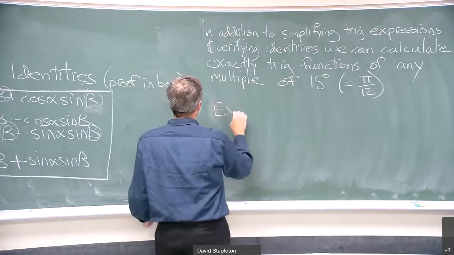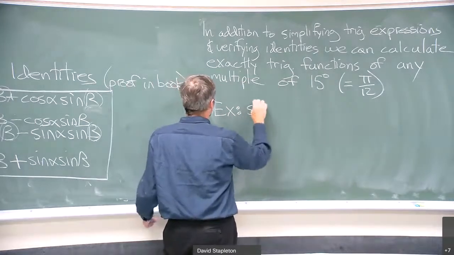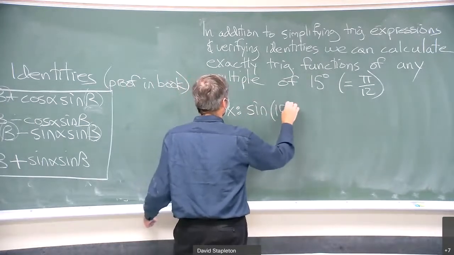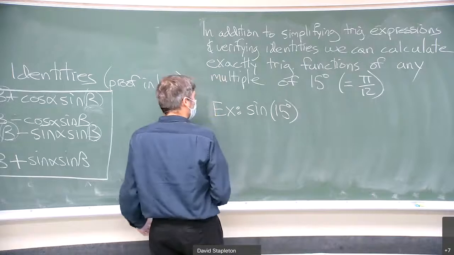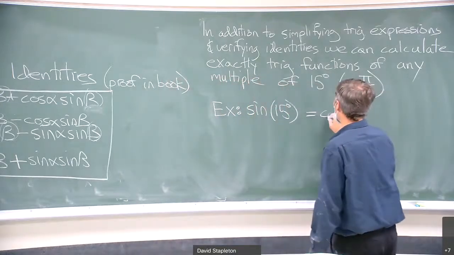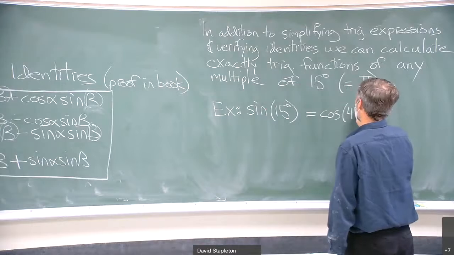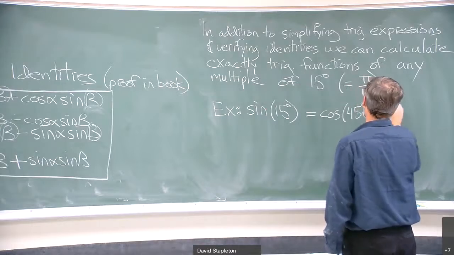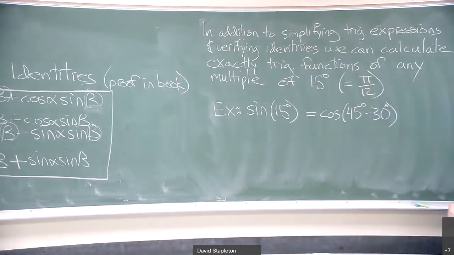This is the easiest one. I like to always do this one first. Suppose I take the sine of 15 degrees. What is that exactly? What you can do is say 15 degrees is actually 45 degrees minus 30 degrees, right? By subtraction. And now that's cosine of a difference, right?